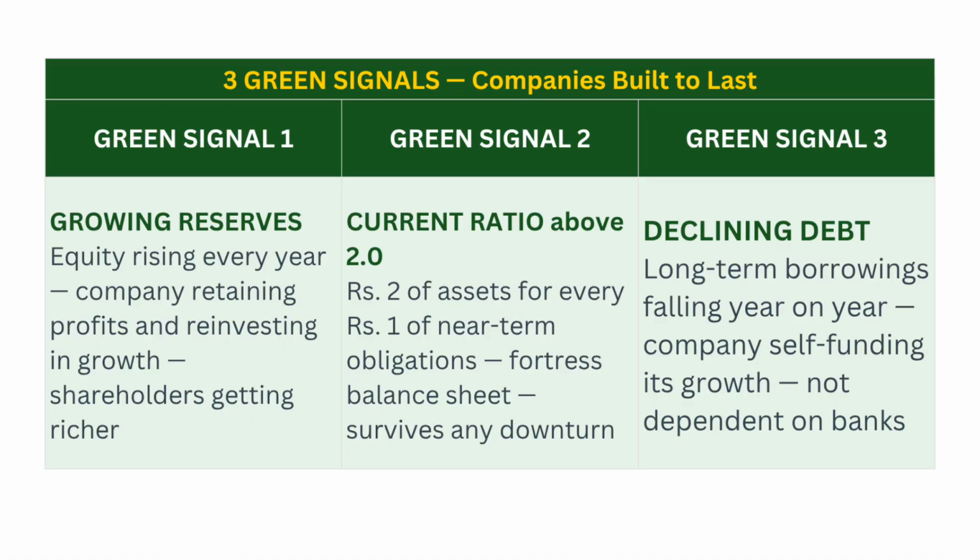3 green signals: companies built to last. Green signal number 1, growing reserves. Equity rising every year, the company retaining profits and reinvesting in growth, shareholders getting richer. Green signal number 2, current ratio above 2. Rupees 2 of assets for every rupee 1 of near-term obligations. A fortress balance sheet survives any downturn. Green signal number 3, declining debt. Long-term borrowings falling year on year, the company self-funding its growth, not depending on the banks. It's a very important thing to look at.